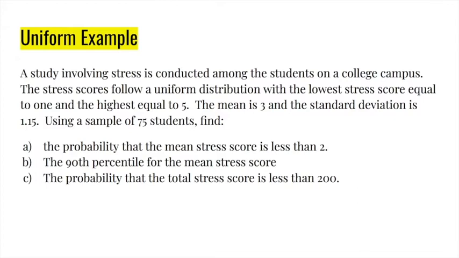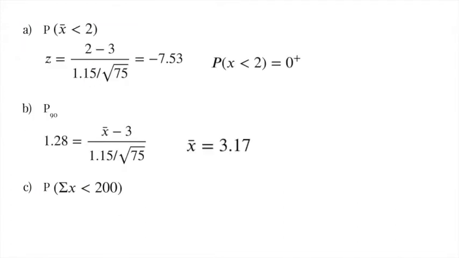Okay, when it says total, typically total means that we've added something altogether, right? Like a sum. So this one's asking us about the sum, so we're going to use the central limit theorem for sums on part C. So here we have sigma x less than 200. Our formula is going to be this 200 value minus the sample size times the mean, so 75 times 3, divided by, and remember in the sum formula, the standard deviation 1.15 gets multiplied by the square root of the sample size instead of divided.